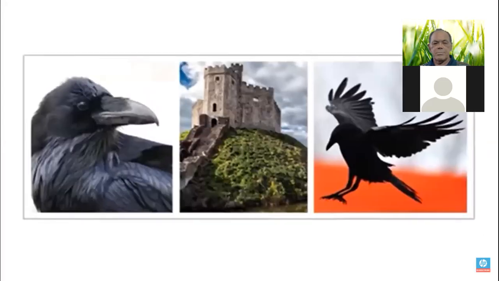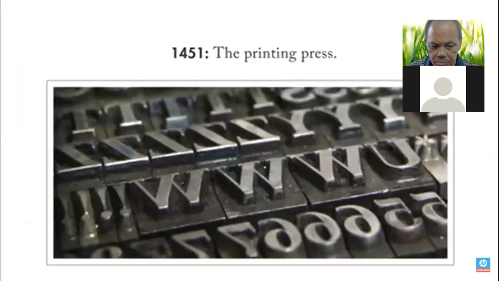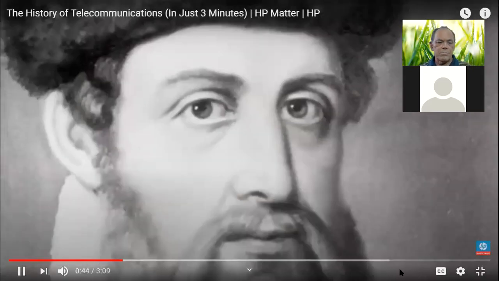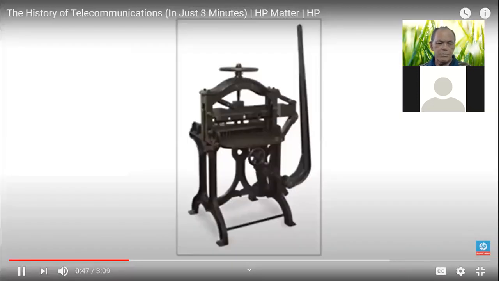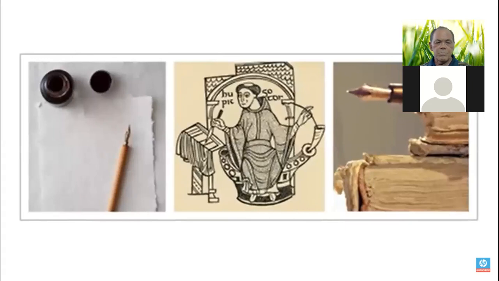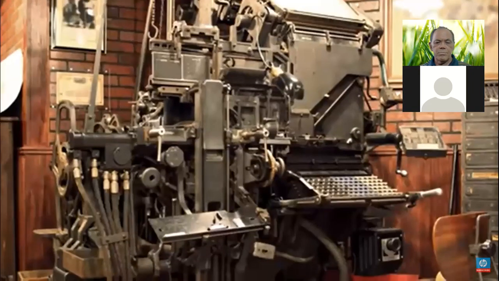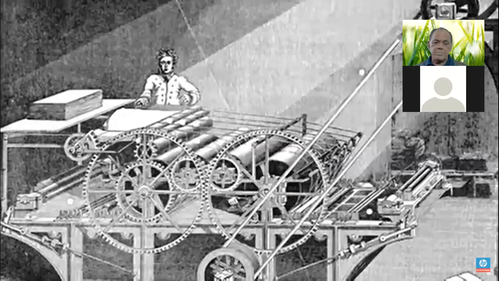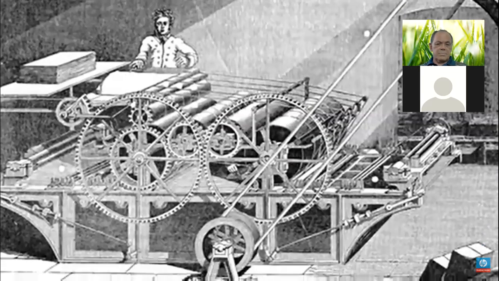But the real breakthrough came in 1451, the advent of mass communication. Johann Gutenberg, the German goldsmith, invented the printing press. He replaced months of scribes duplicating documents painstakingly by hand. The technology opened the way to widespread access to knowledge.